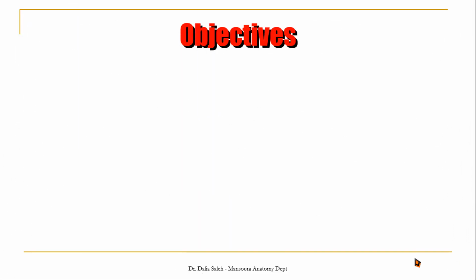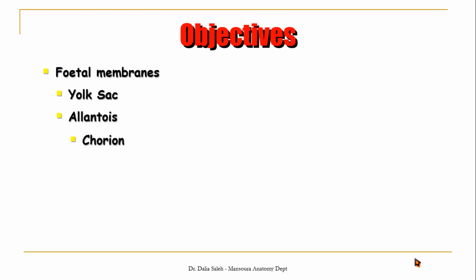In today's lecture, we will discuss the following objectives. We will carry on with the fetal membranes. You have already studied the amnion and the umbilical cord, so we will study in this lecture the development of the yolk sac, the allantois, the chorion, and I will talk about the placenta, its formation and its function, and finally we will talk about the twins.